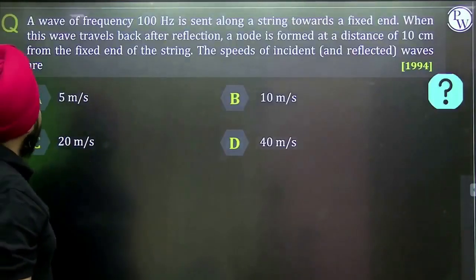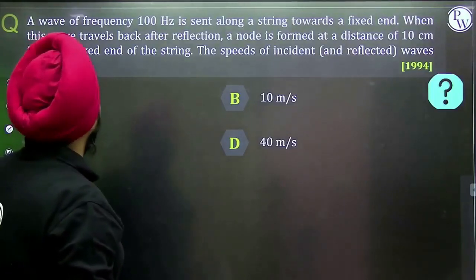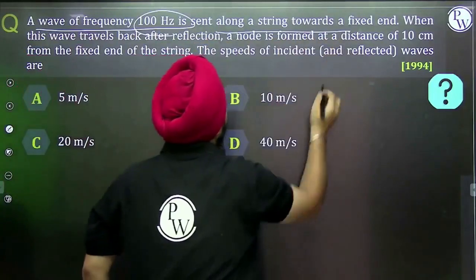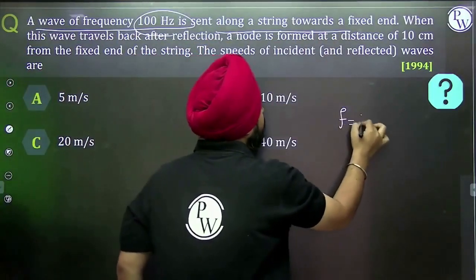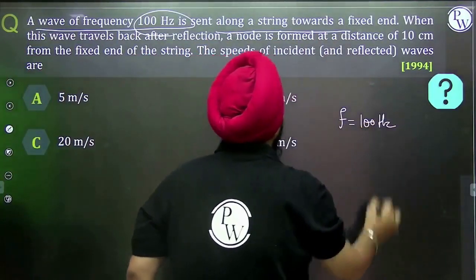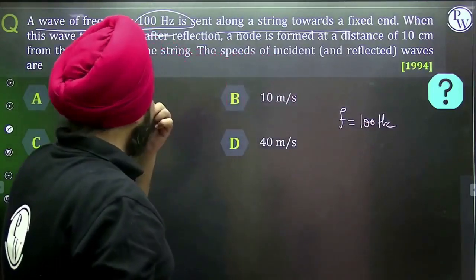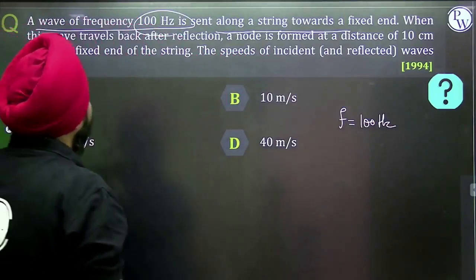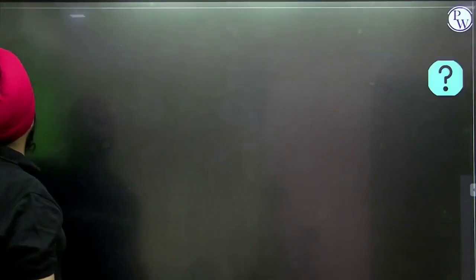A wave of frequency 100 hertz is sent along the string over the fixed end. Frequency is 100 hertz. When the wave travels back after the reflection, a node is formed. Okay, this thing will come up in standing waves.